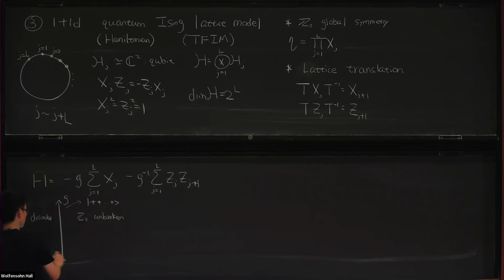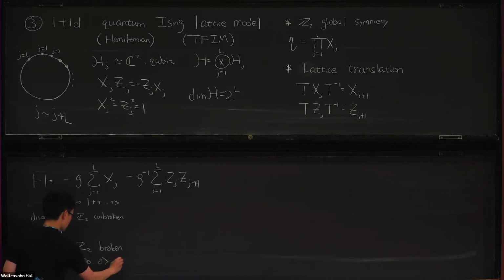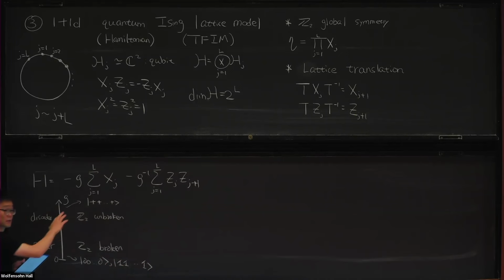When g goes to 0, you are in the ordered phase, where Z2 is broken. And you have two ground states there, which split into these two superselection sectors in the infinite volume limit. So my convention is that plus and minus are the eigenbases for X, 0 and 1 are the eigenbases for Z. Right at g equals 1, we have the Ising conformal field theory point.